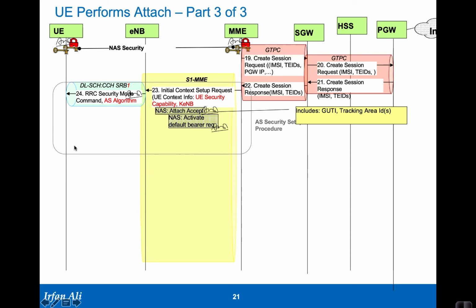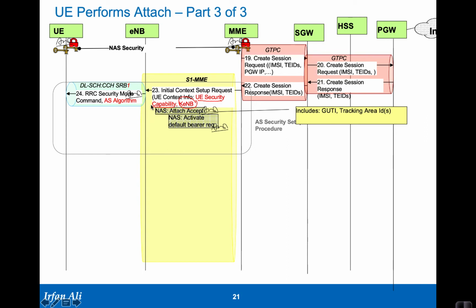Now, once that has happened, the second part is the setting up of the radio resources. So the MME goes ahead and sends an initial context setup request. It provides the UE security capabilities that the mobile had provided as part of the UE network capability, and the MME also provides the KeNB to the eNodeB that should be used for the keys for the access stratum.